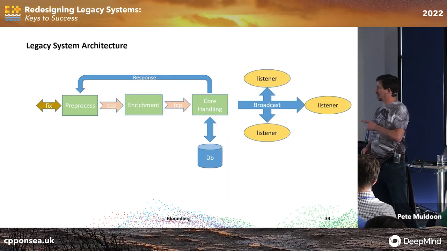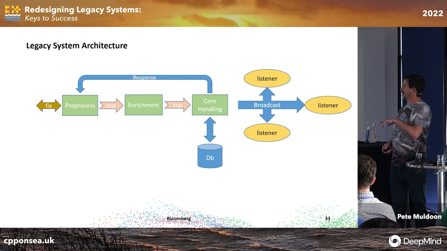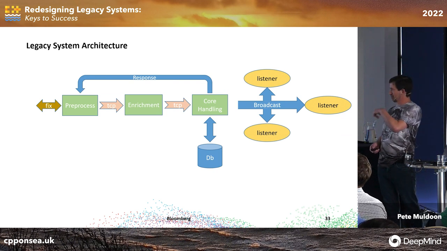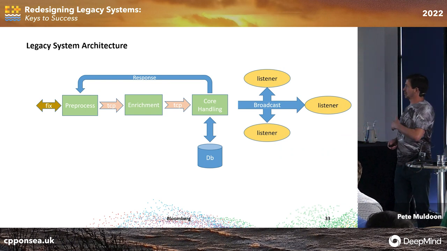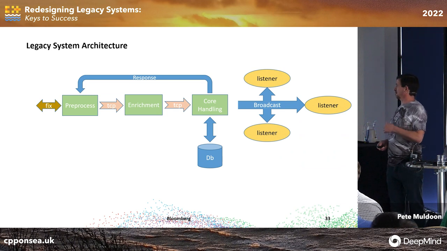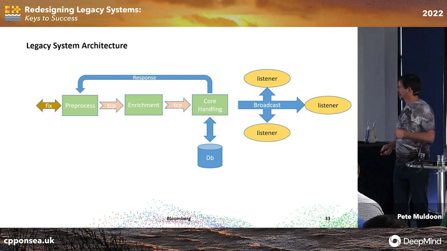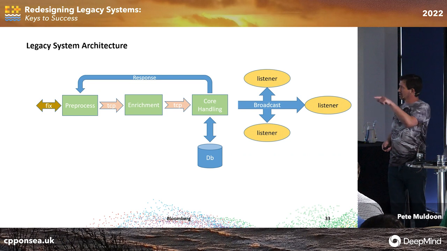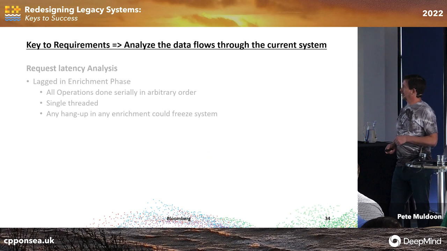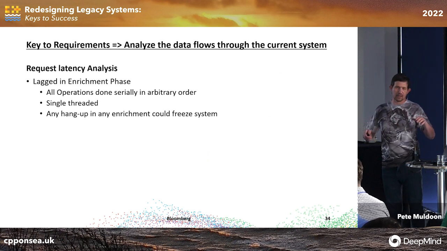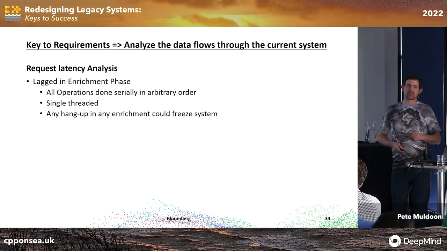So this was the legacy system architecture. This is similar to what you've seen before. Stuff comes in, it gets pre-processed, and we do enrichment on it, which goes to a bunch of external services and gets the information that's needed. That's pushed through to the core handling, which handles state, transition, and persistence. Then one output gets broadcast to all the financial screens, and the response goes back to the original request saying how it did. So in analyzing the data flows, looking at the metrics from the instrumentation, I found that it lagged in the enrichment phase.